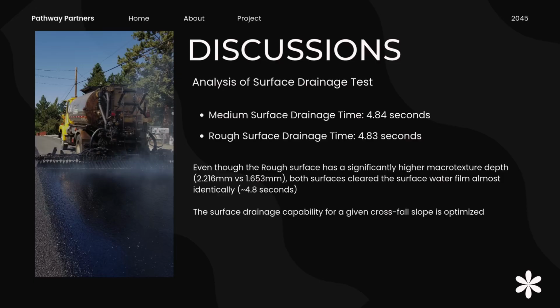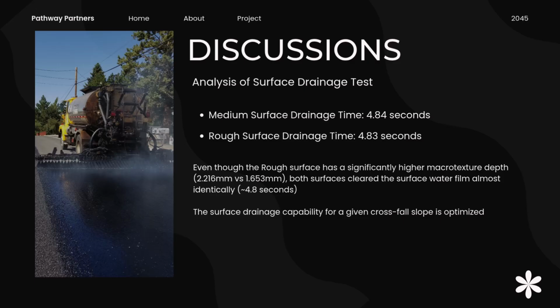The second that we're going to discuss is the analysis of surface drainage tests. For the medium surface, drainage time is 4.84 seconds, while for the rough one is 4.83, which has 0.01 seconds in difference. Even though the rough surface has a significantly higher texture depth, both surfaces clear the surface water film almost identically. This indicates that once a pavement reaches a certain macrotexture threshold, well above 1.5 mm, the surface drainage capability for a given cross-fall slope is optimized.